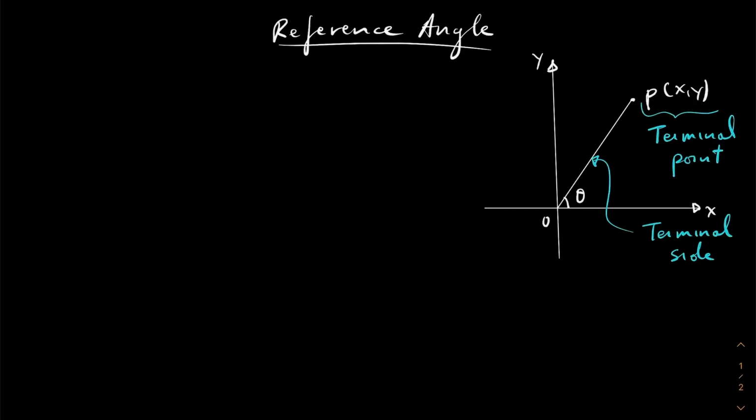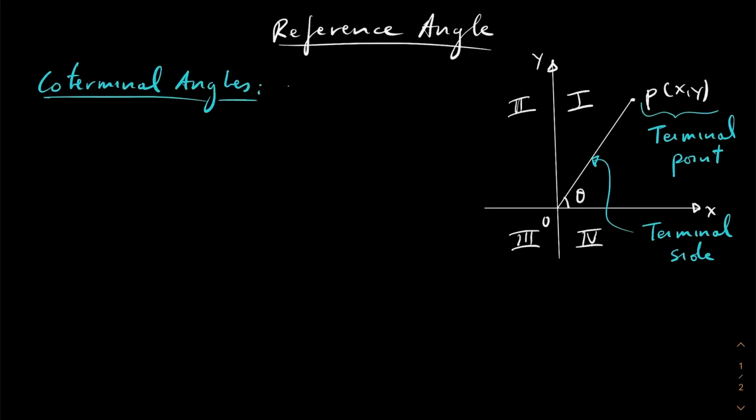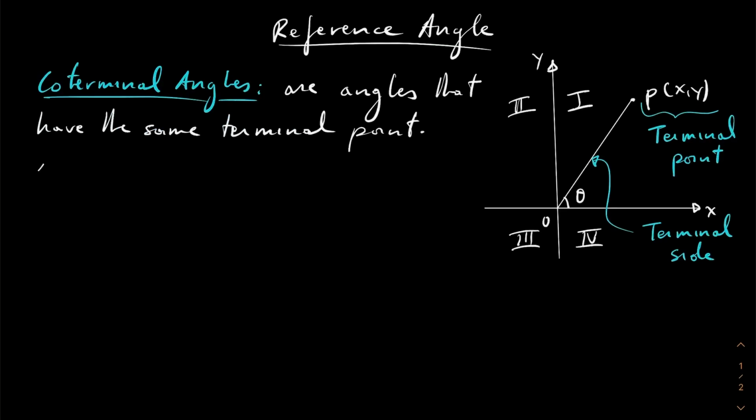The point P here could be sitting in any of the quadrants of the XY plane. In this particular instance, it's sitting in the first quadrant, but it could also be sitting here in the second quadrant, third quadrant, or even the fourth quadrant. And so, with that, the first thing I want to talk about now are coterminal angles. Simply put, coterminal angles are angles that have the same terminal point. And so, in a way, adding or subtracting a full revolution to any angle would result in a coterminal angle.